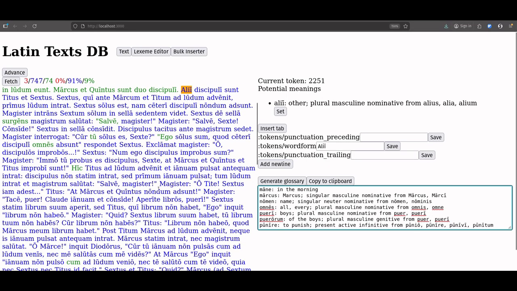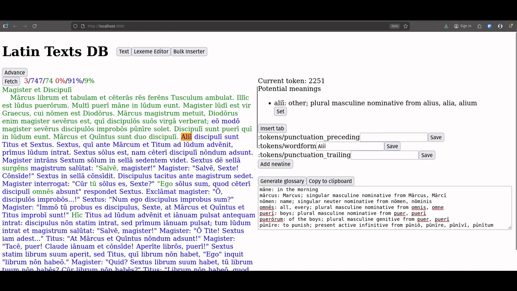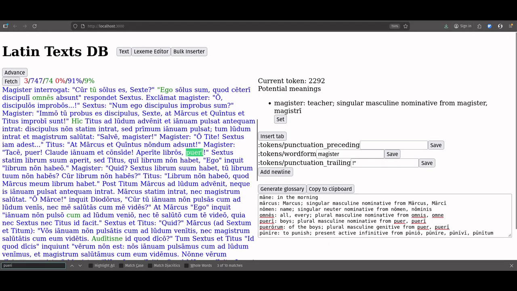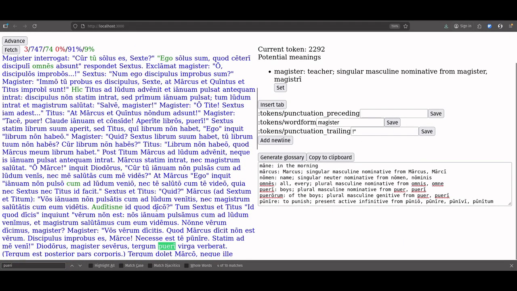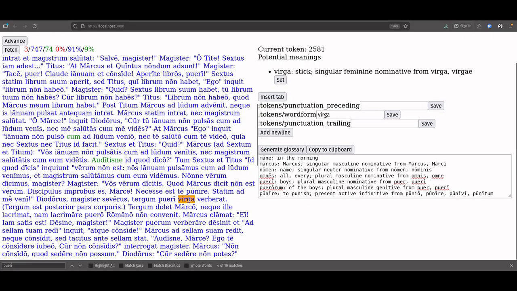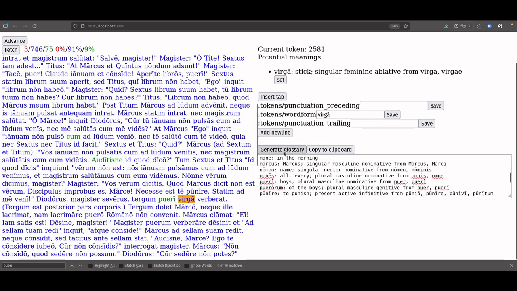Now let's take a look a little farther down in the text and see if it's used differently. So if I just do a little word search, pueri, let's see, that one's nominative. Here we go. He beats the back of the boy. Oops, that should be ablative there. So here I've got pueri, and it's singular masculine genitive. So let's go ahead and set that as the meaning and regenerate the glossary and take a look at what happens to that entry.